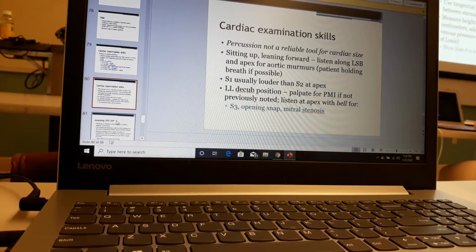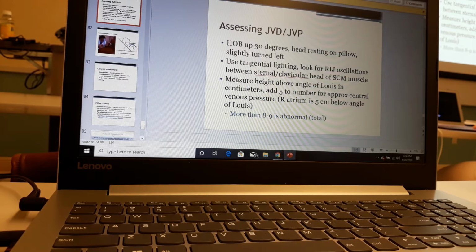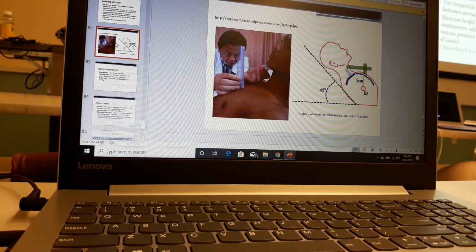So, jugular venous distension. This is typically an indirect measurement of venous pressure, right? Put the head back at 30 degrees. This is another one of those skills you should have in mind. Head above 30 degrees, with your head turned a little bit.